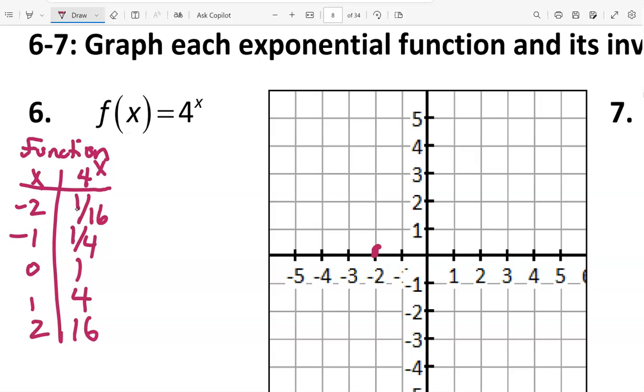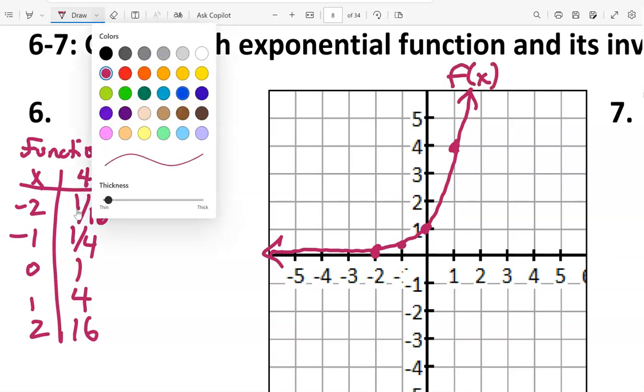-2, 1/16. Very close to y equals 0. -1, 1/4. 0, 1. 1, 4, and 2, 16 not going to be able to be graphed, but it gives us a very good idea about what this looks like. This is the graph of f of x.